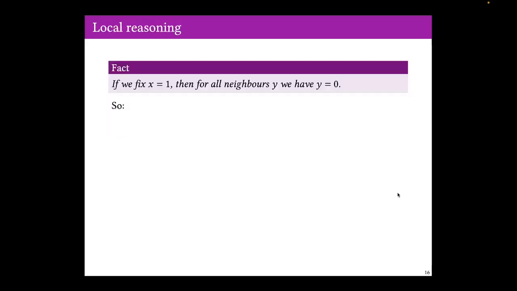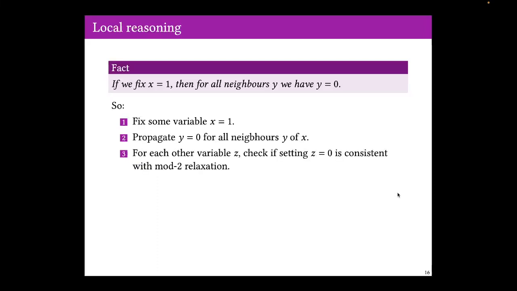Heuristic 2 is a bit stronger in that it uses a bit more of the structure of the problem. If we fix a variable x to be 1, then all of its neighbors, meaning variables sharing at least one constraint with it, are forced to be 0. So, fix some variable x equals 1, propagate 0 to all of its neighbors, then, for every other variable z, check if setting z equals 0 is consistent with the mod 2 relaxation and all of the choices we made so far. If it's not consistent, then x equals 1 implies z equals 1. In other words, x is less than or equal to z in every single solution.